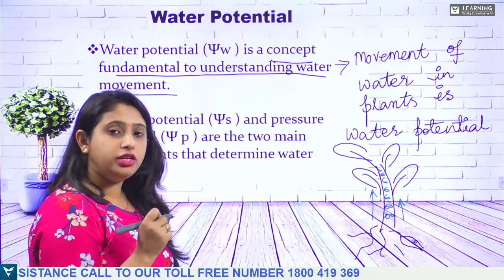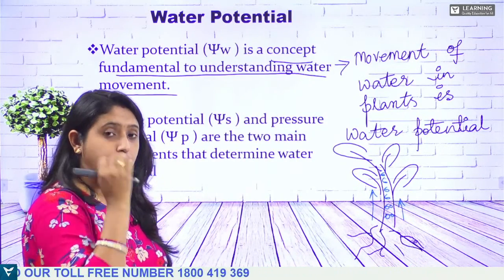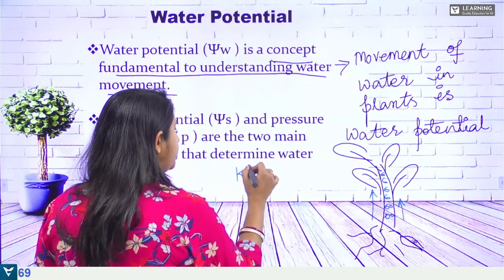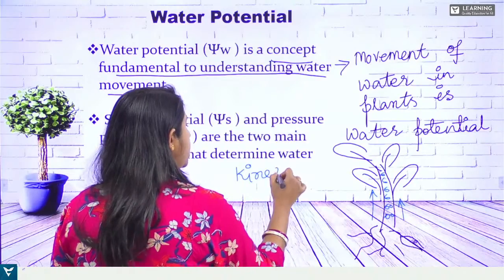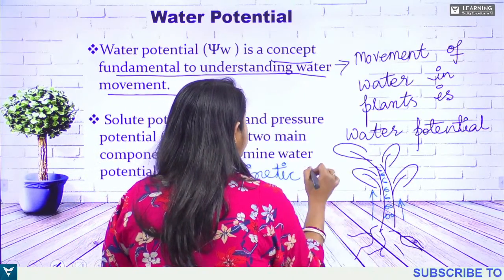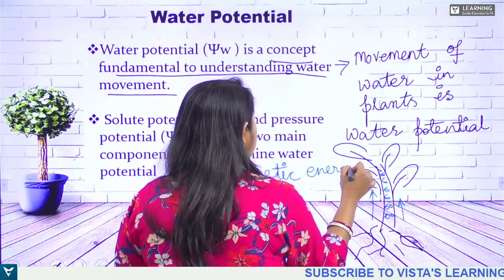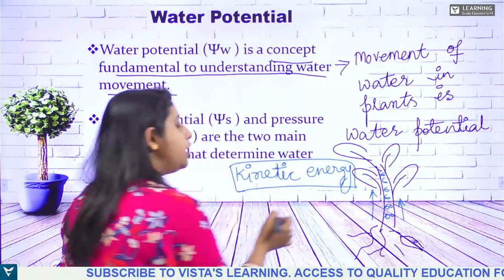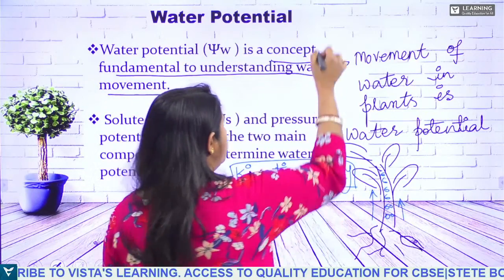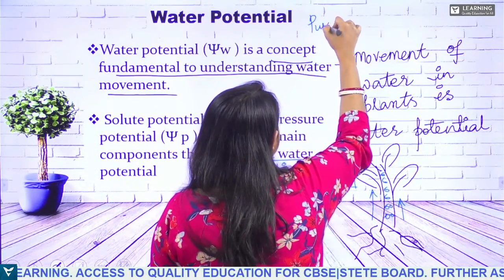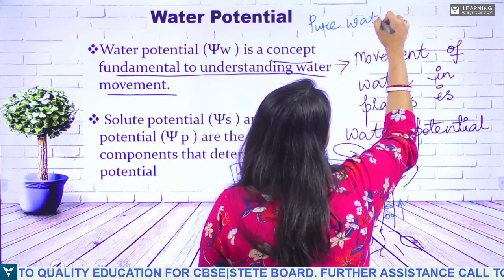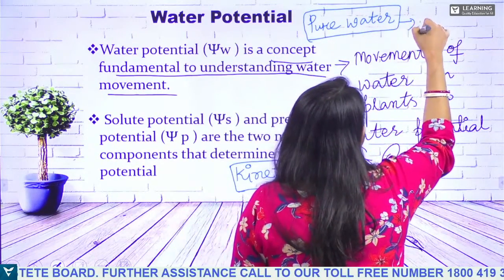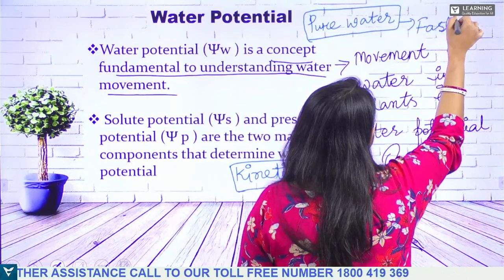So if the water is free, it can move easily. Now water has kinetic energy. So if the water is in its purest form, if it is pure water, it will move in a faster manner. It will move fast.